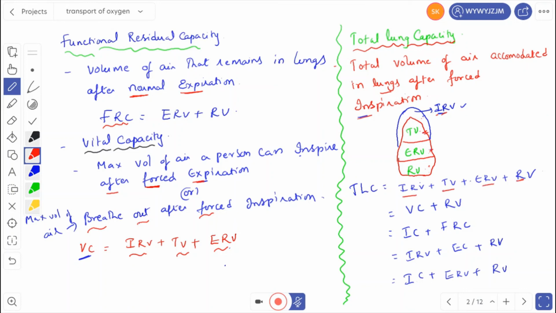Otherwise, vital capacity plus residual volume. Otherwise, inspiratory capacity plus FRC. Inspiratory capacity means IRV plus TV, and ERV plus RV is equal to FRC. Or IRV plus EC plus RV, where EC means TV plus ERV. Or inspiratory capacity plus ERV plus RV. Okay, so these are the pulmonary capacities. Okay children, we'll see the next topic in the next video. Thank you.